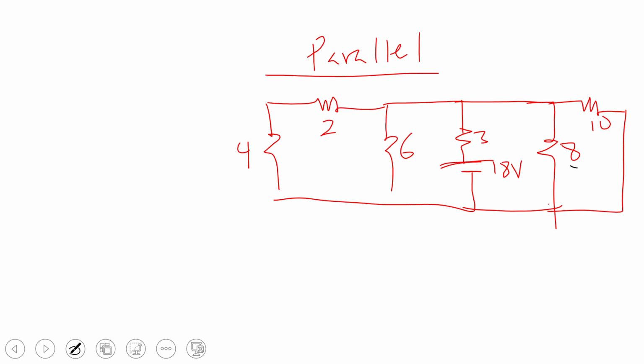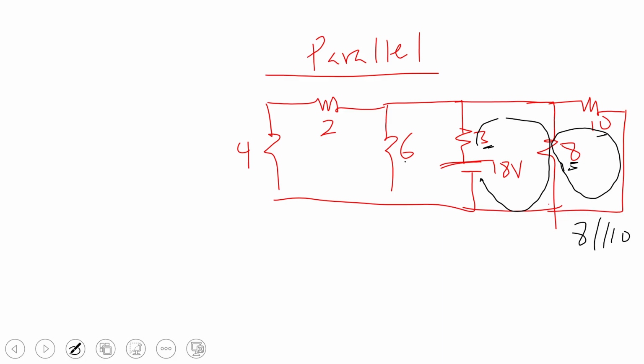Now, let's check if these 8 and 10 are in parallel. If I go around them, I don't meet any other element, so they are in parallel. So 8 is in parallel with 10. Now, let's look at this 3 and this 8, whether they are in parallel. If I try going around, I come and meet an element on the way. So 3 and 8 are not in parallel.